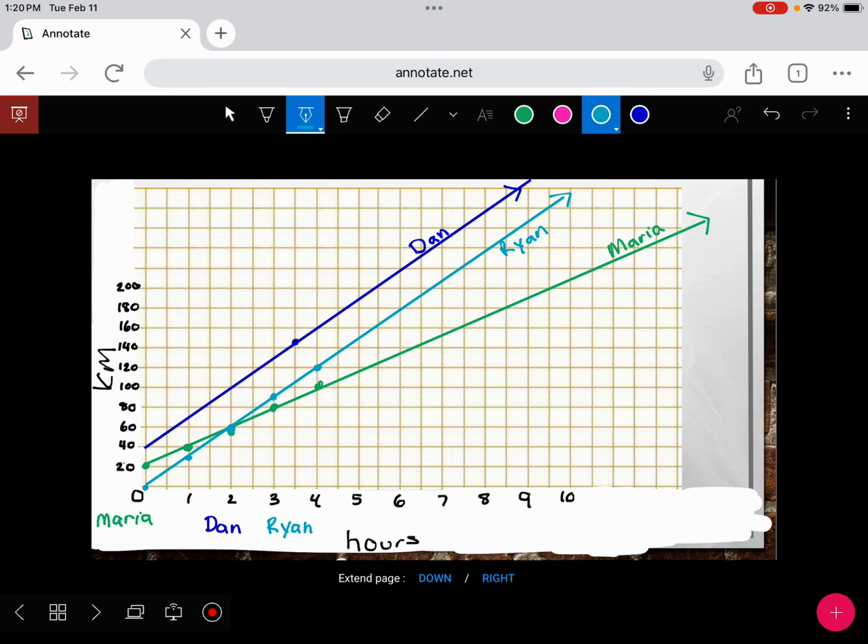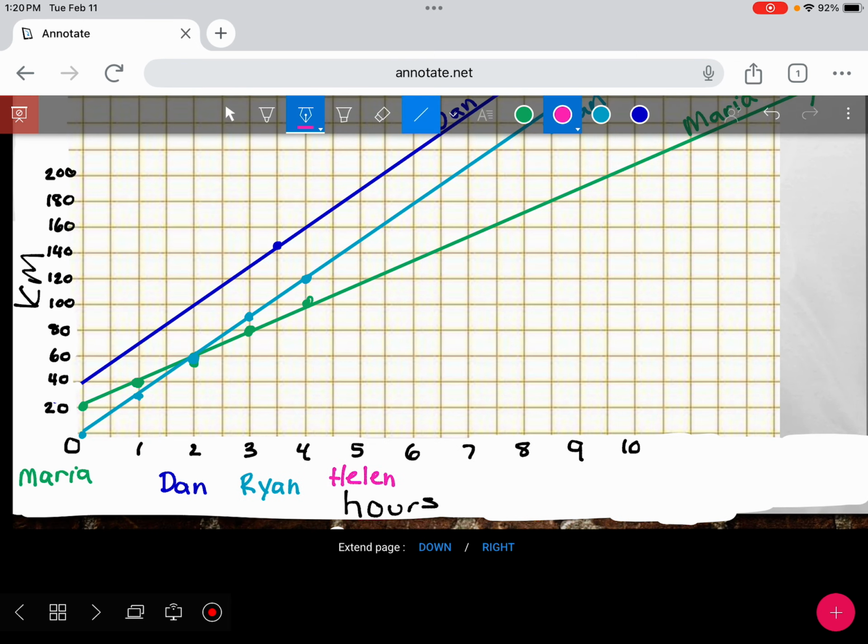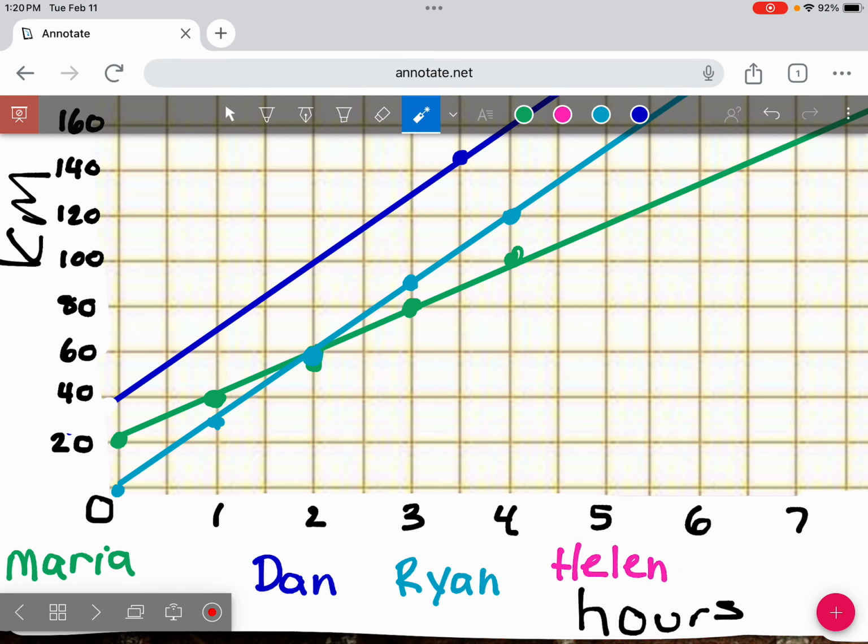And then our last one's Helen, and Helen's extra because she's the one that wrote us that whole story. So if we can get those 3 and not mess up like I did, then we are in okay shape, because Helen started cycling at 15 kilometers. So that means she didn't start at 0. She's like these other people where they started, like Maria started at 20. Dan started at 40-ish. Helen started at 15.